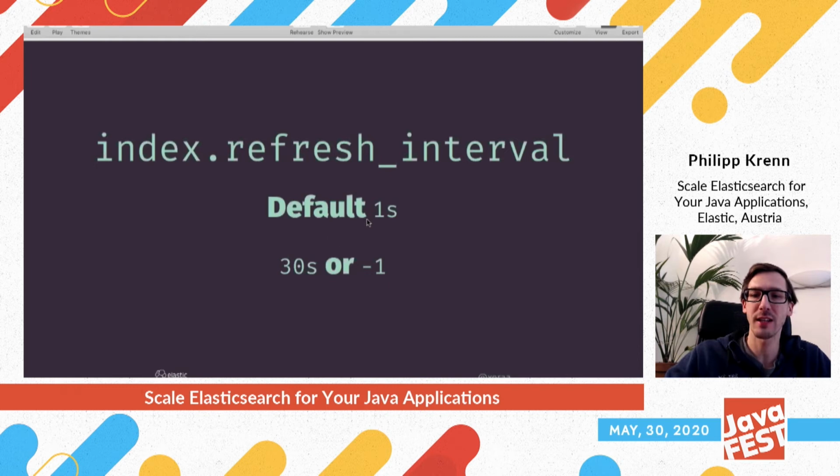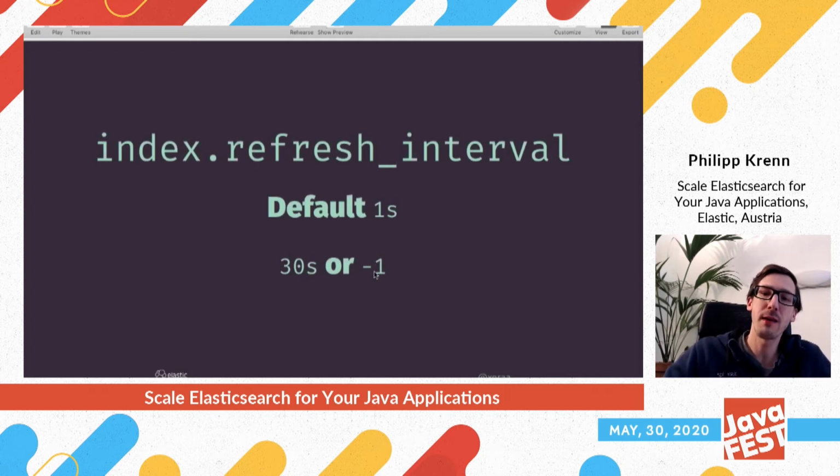So rather than having the default of 1 second, you could change that refresh rate to 30 seconds. So only every 30 seconds would you create a new segment. It might take up to 30 seconds until your document can be found, but it will add less load to your cluster and potentially make it, A, faster to insert, but B, also you have fewer merges afterwards. So that will save you resources.